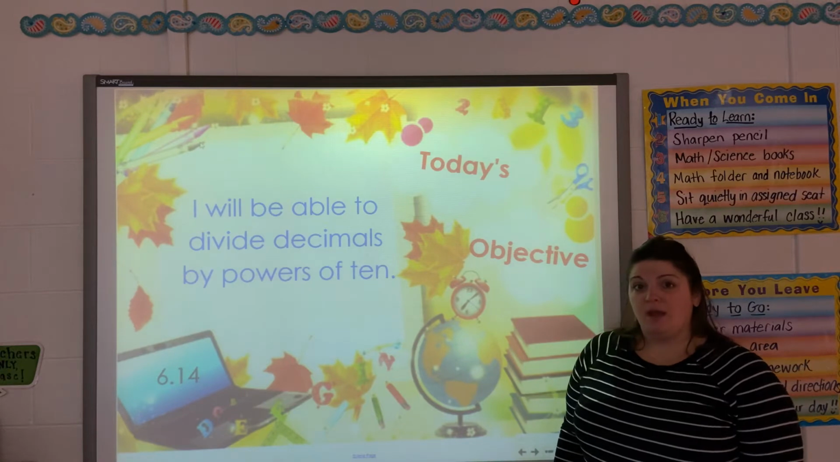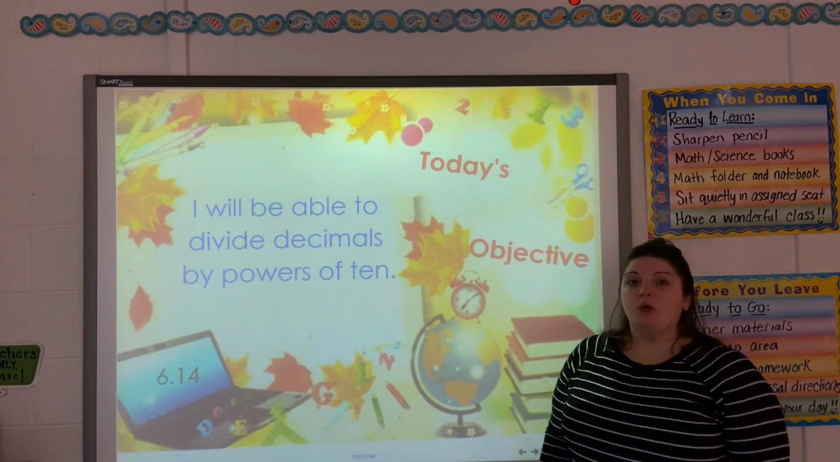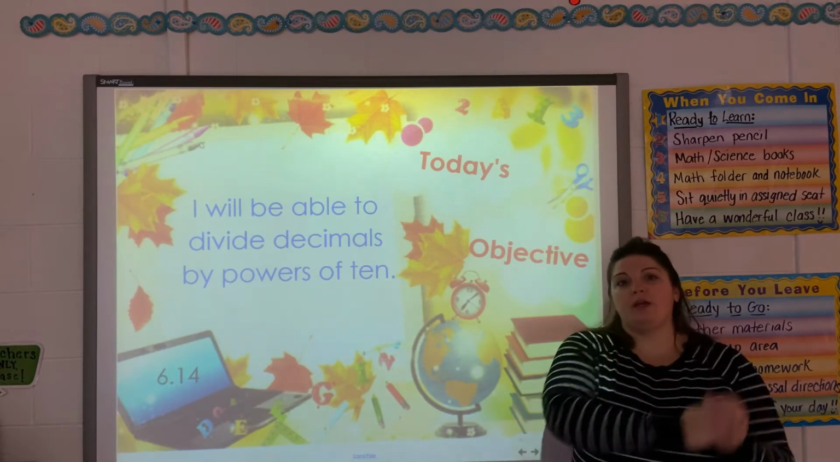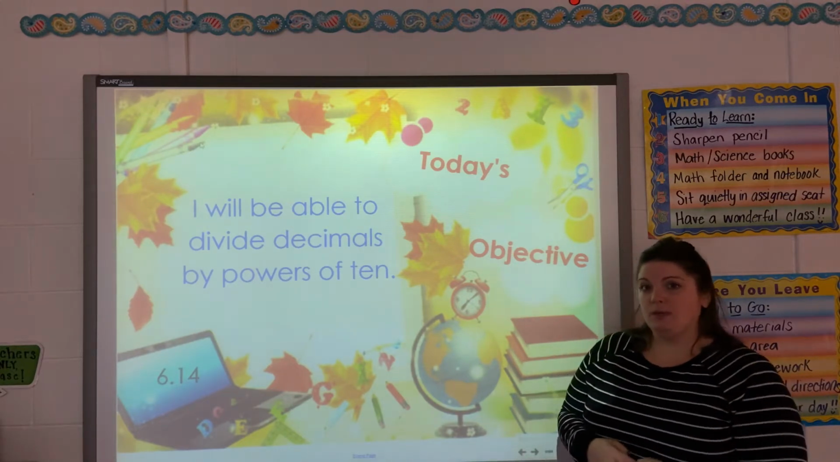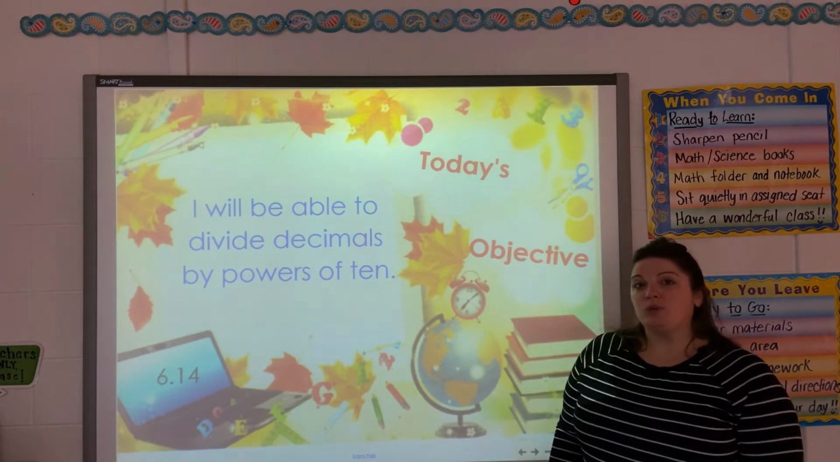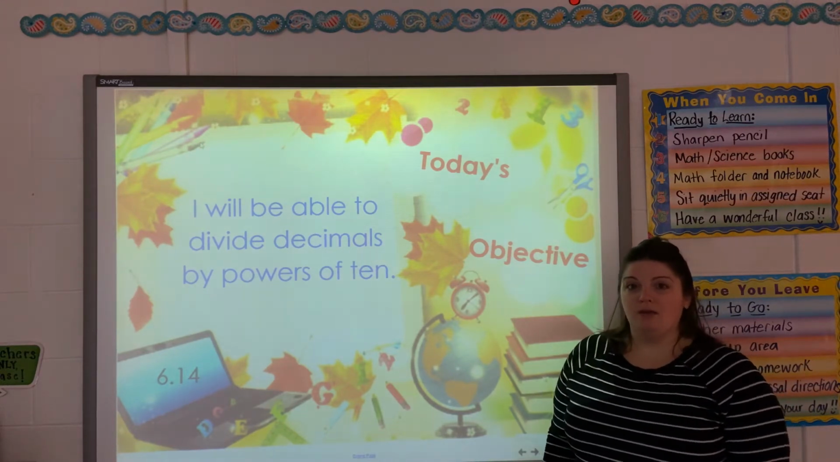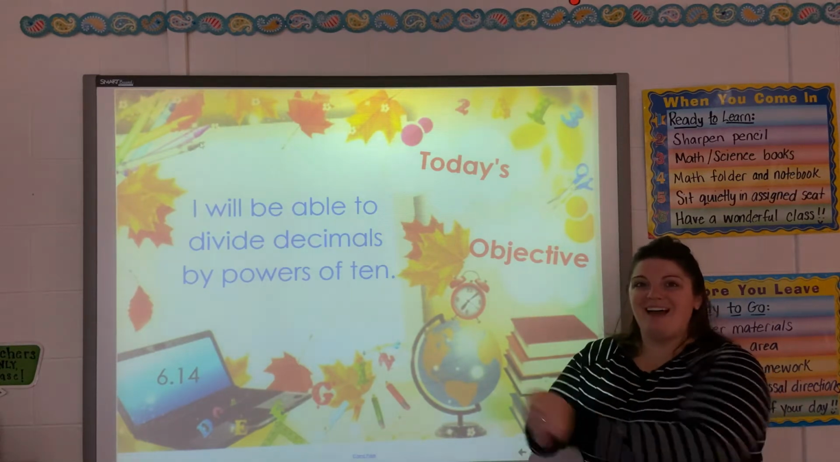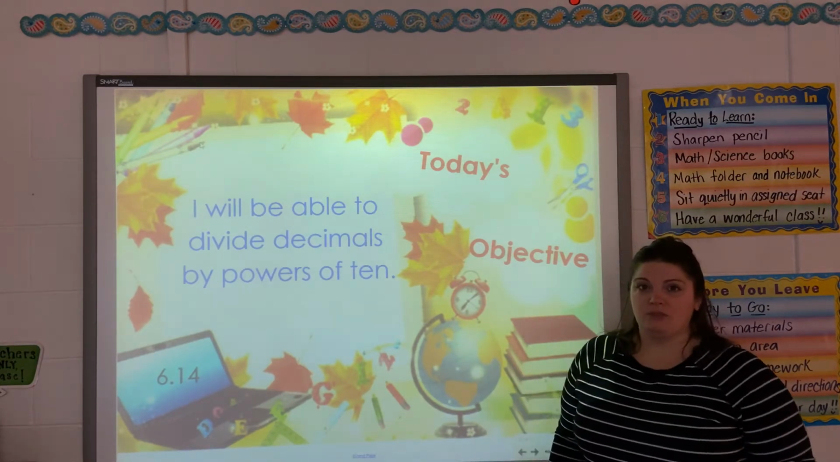10. And if you can recall, in that lesson, we took the existing decimal point and we moved it to the right a certain number of times. Today's lesson is really just the opposite of that. Since we're dividing by powers of 10, we're taking the existing decimal point and we're moving it to the left a certain number of times.